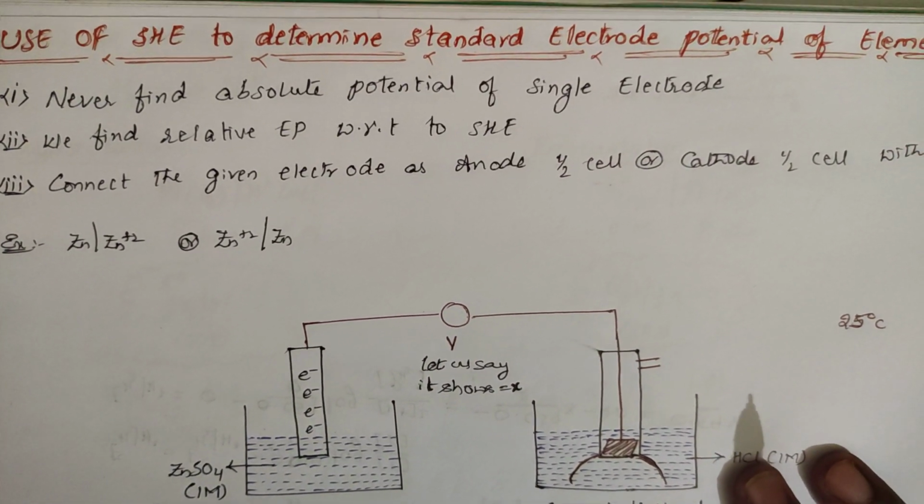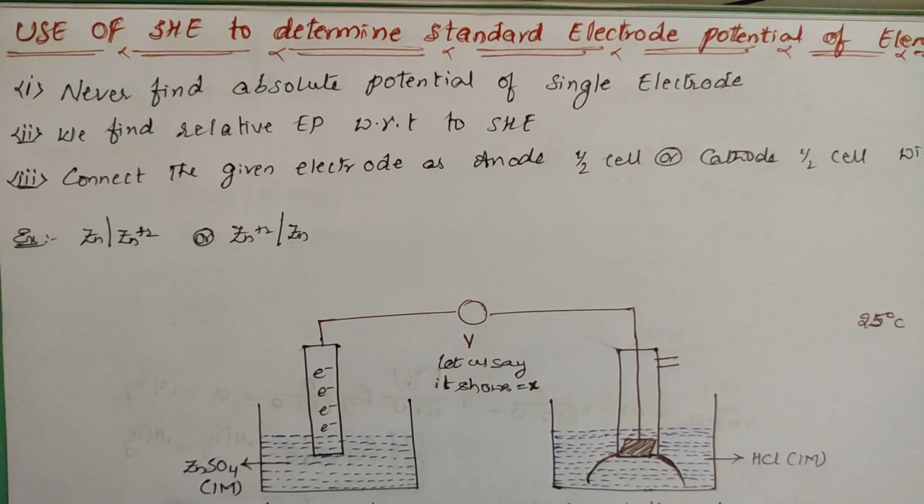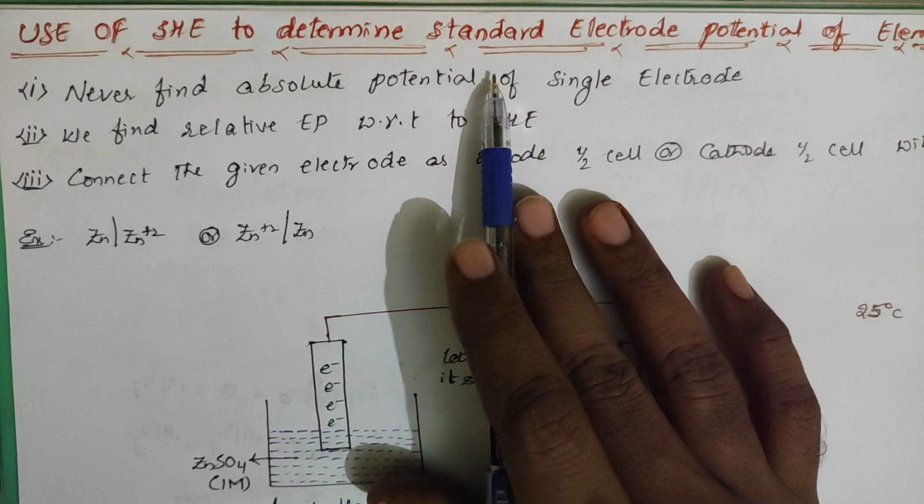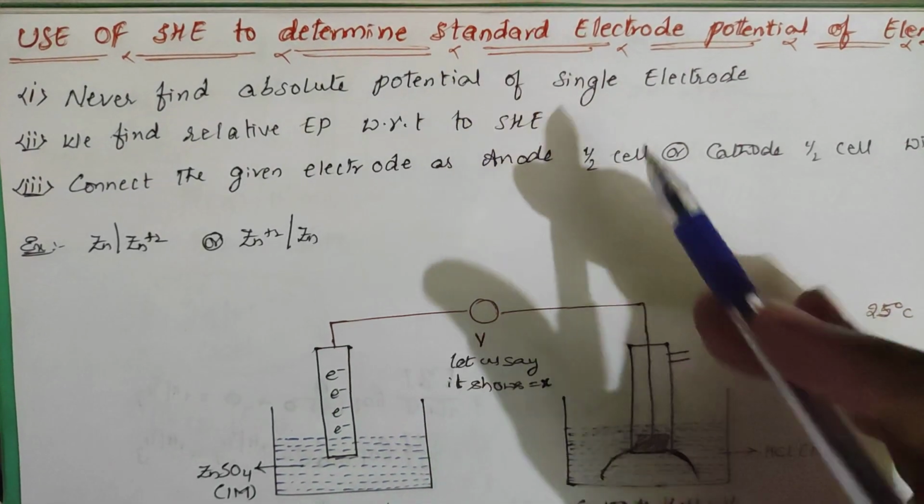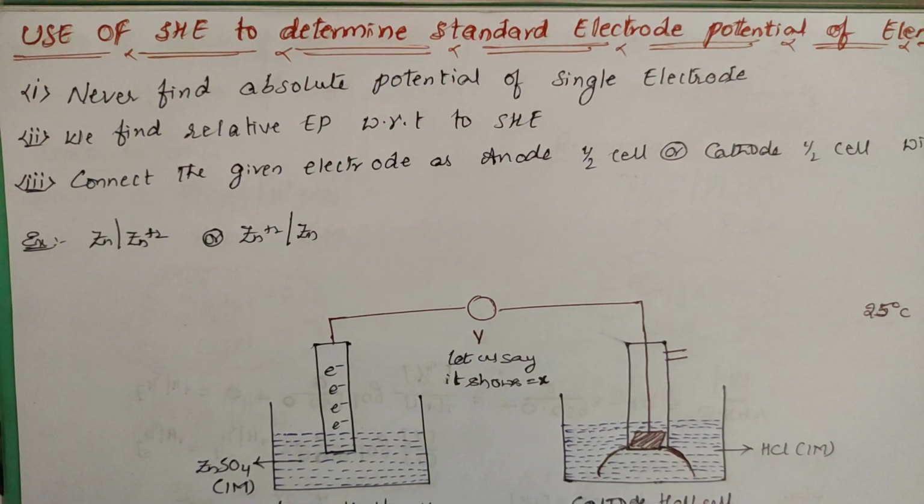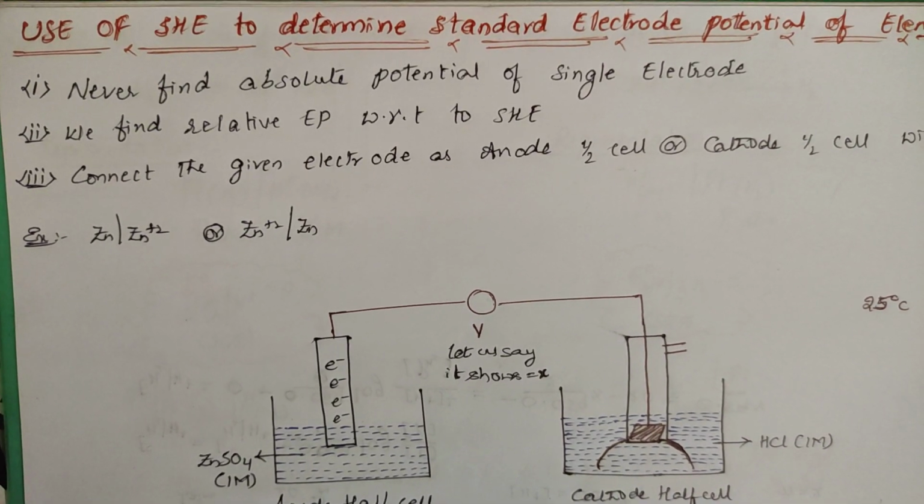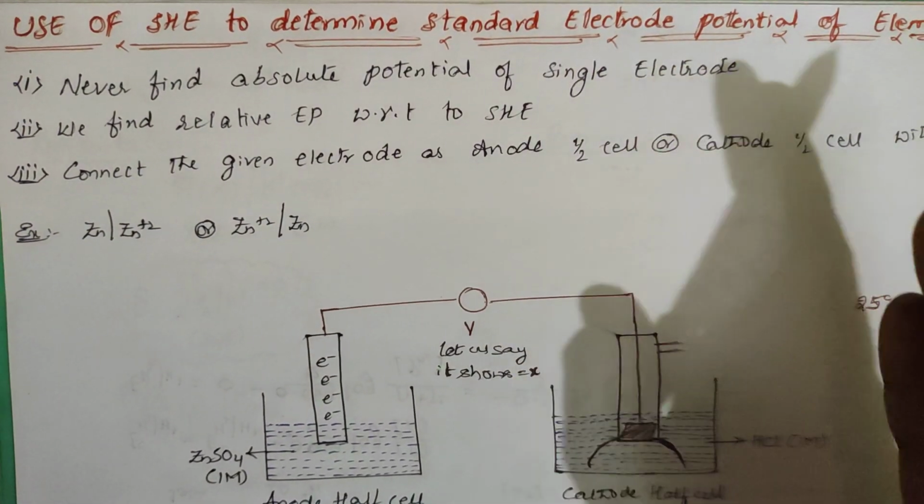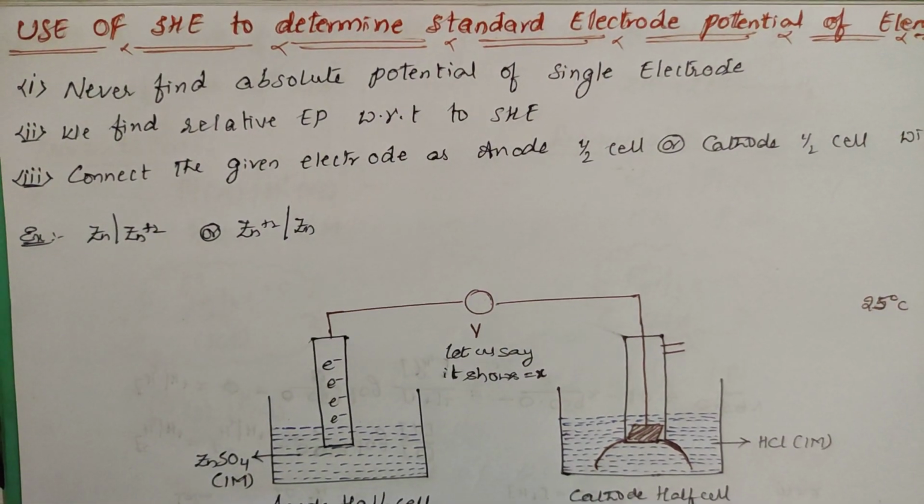Today in this session we are going to learn the uses of SHE, that is the standard hydrogen electrode, and how it is used in determining the standard electrode potential of elements. Suppose I want the electrode potential of zinc, what should I do? I should compare the value of zinc, whatever I am getting, with respect to hydrogen.